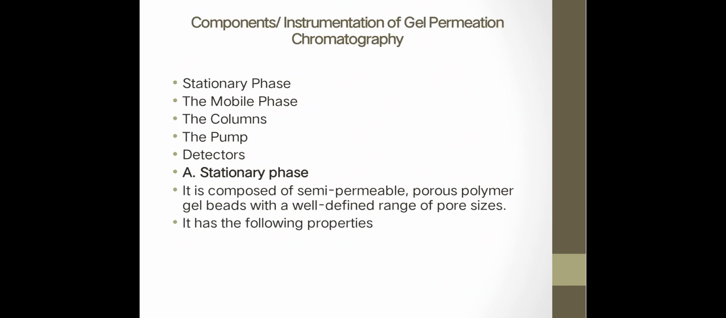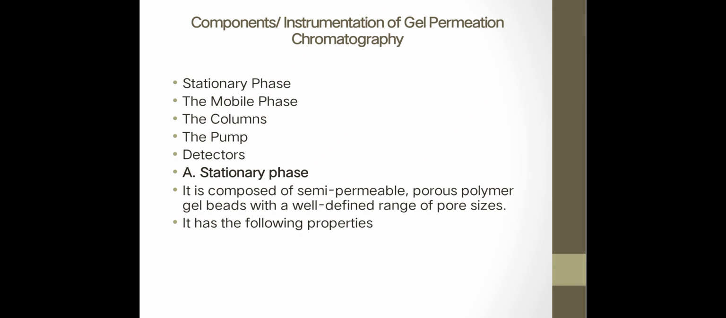Now let's see the components or the instrumentation of gel permeation chromatography. It involves a stationary phase, a mobile phase, different types of columns, a pump for passing the sample, and detectors. We will see these one by one.